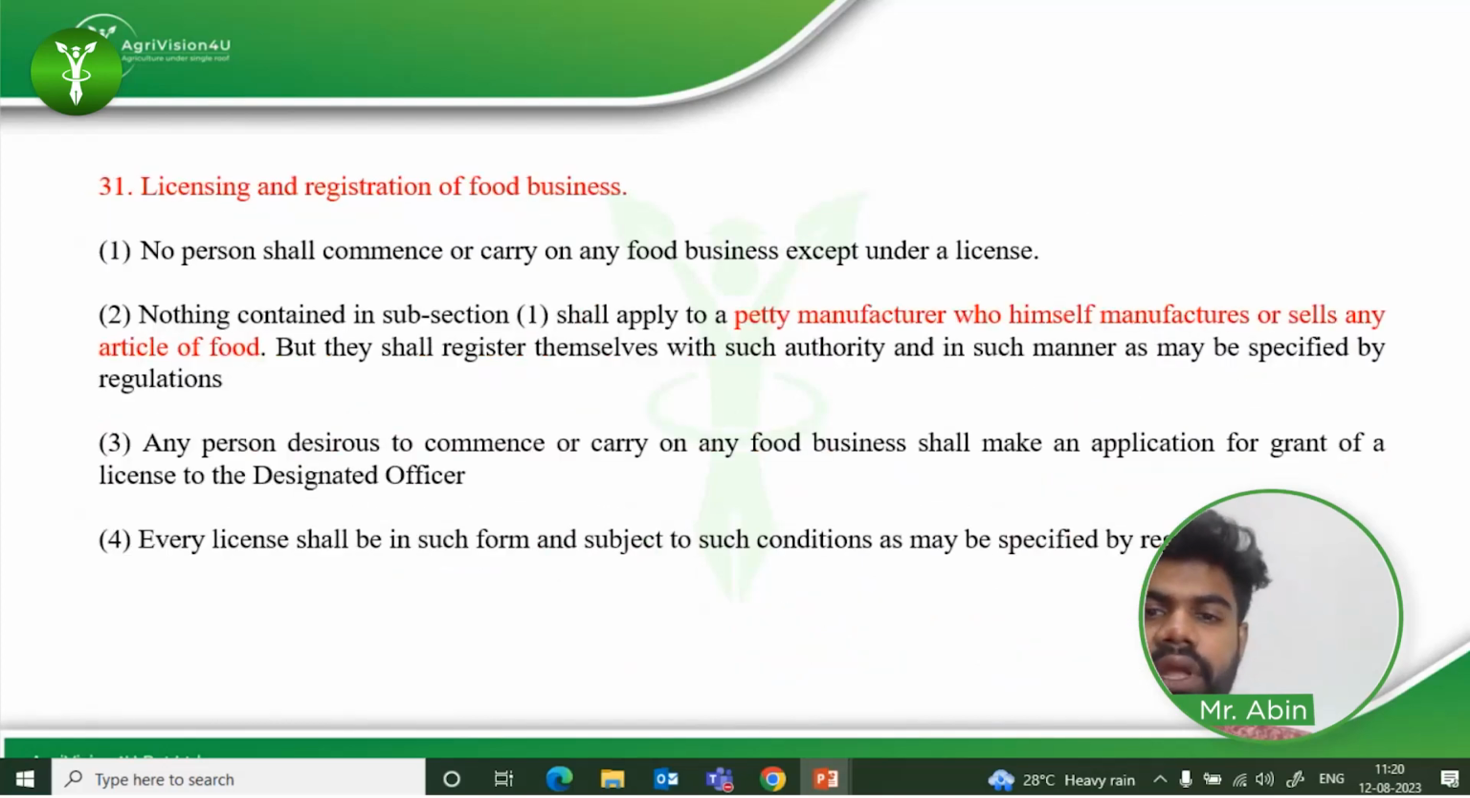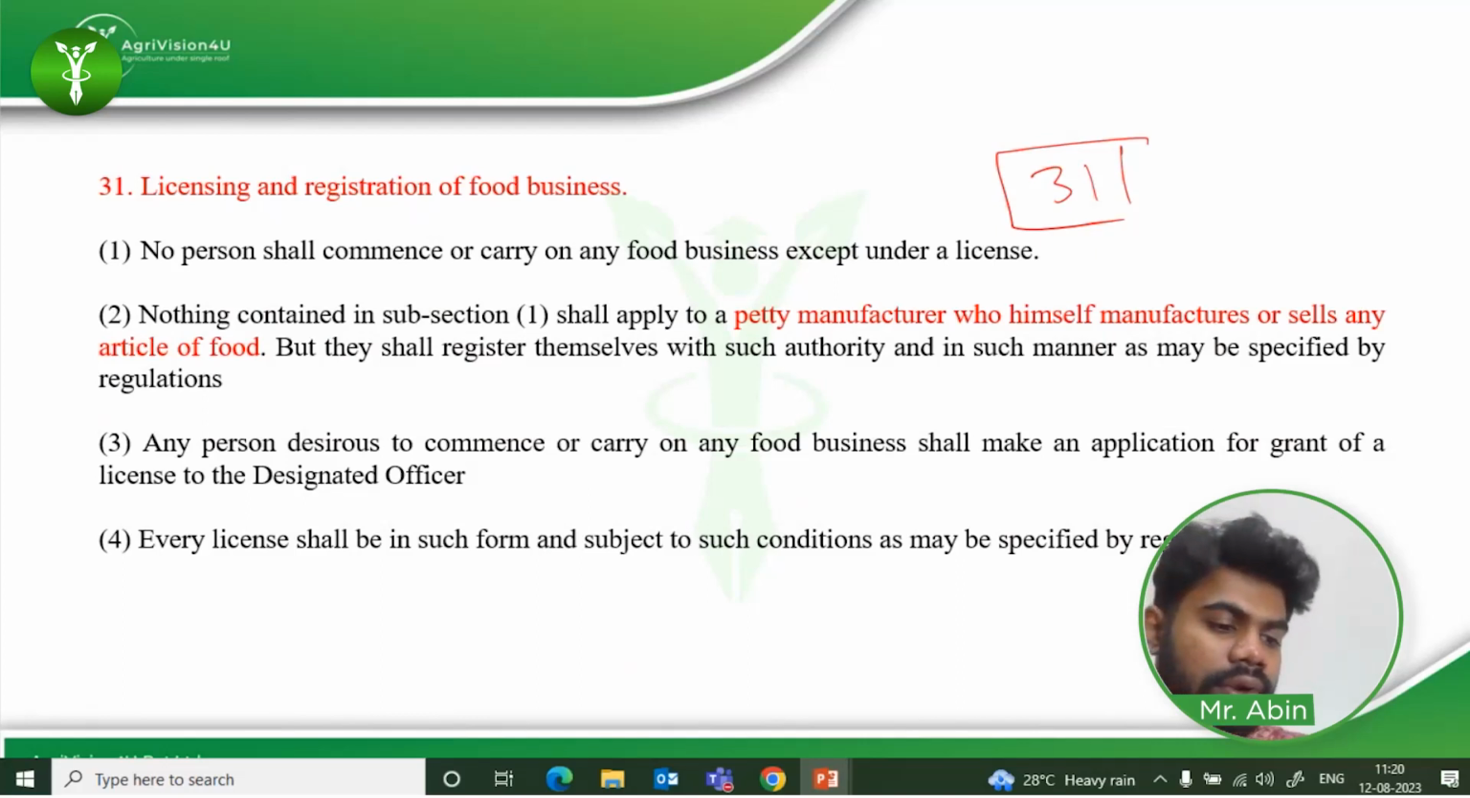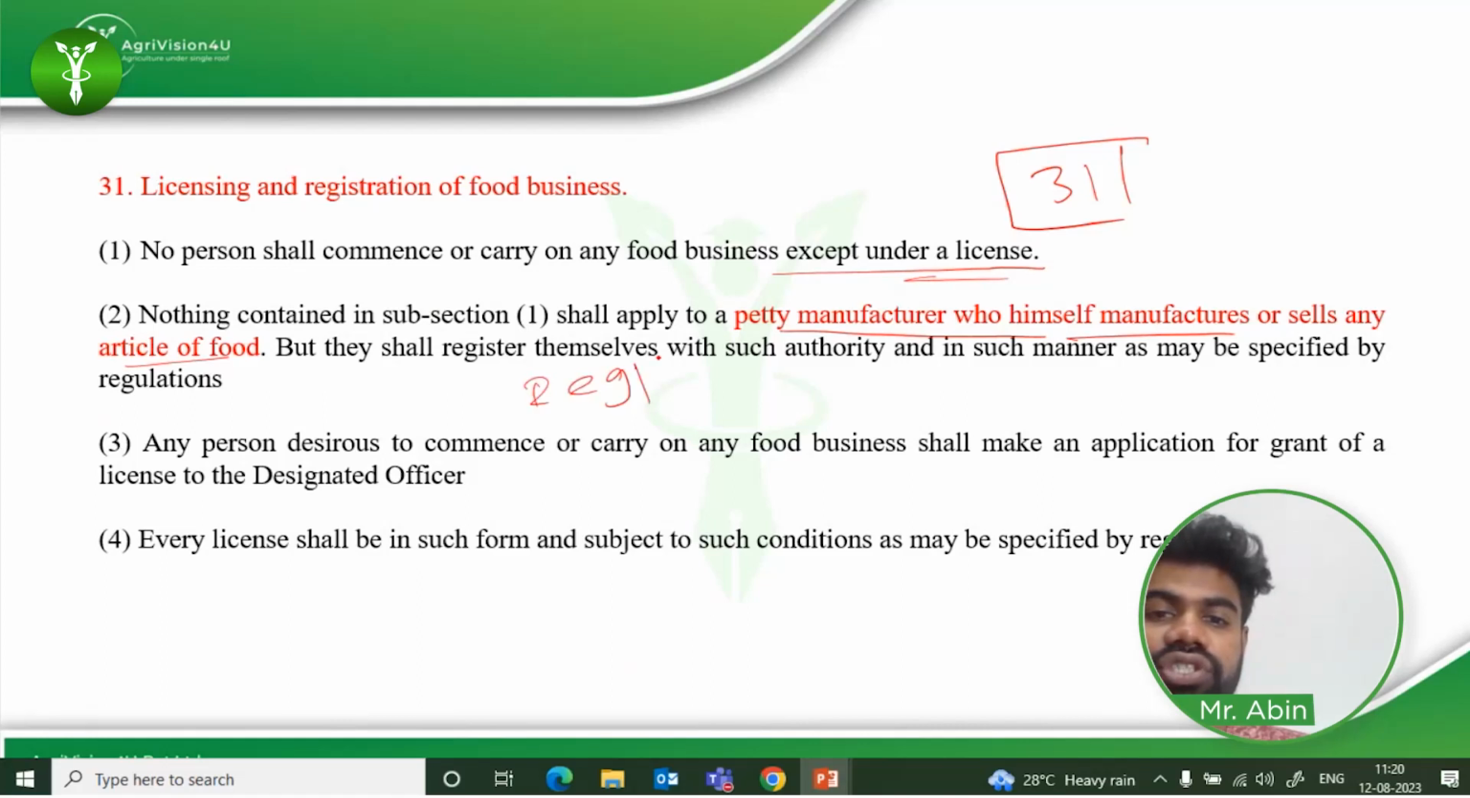Coming into section 31, very important: licensing and registration of food business. In India, no FBO or no person can start or carry out any food business except under a license. I have already told you there are two things, license and registration. A petty manufacturer who himself manufactures or sells any article of food will come under the category of registration only, not license. Registration fees and all we will see further in the same class only, so I'm not going further into that.